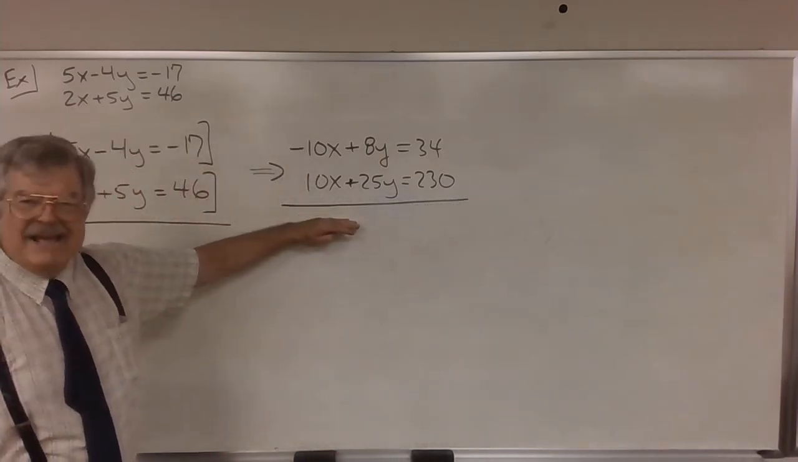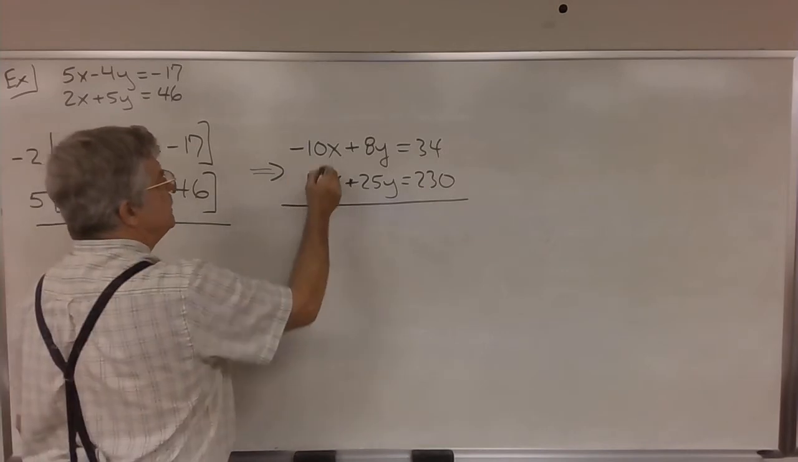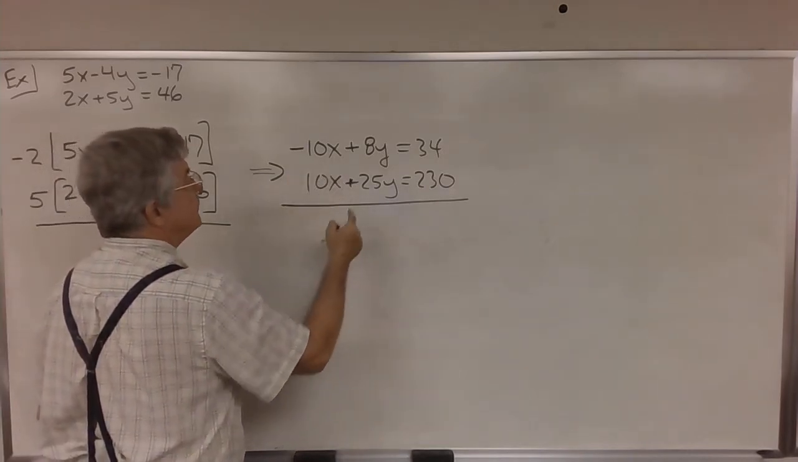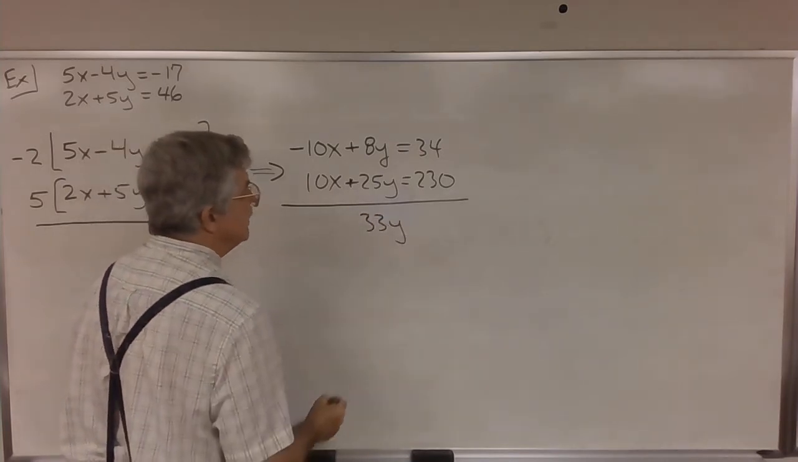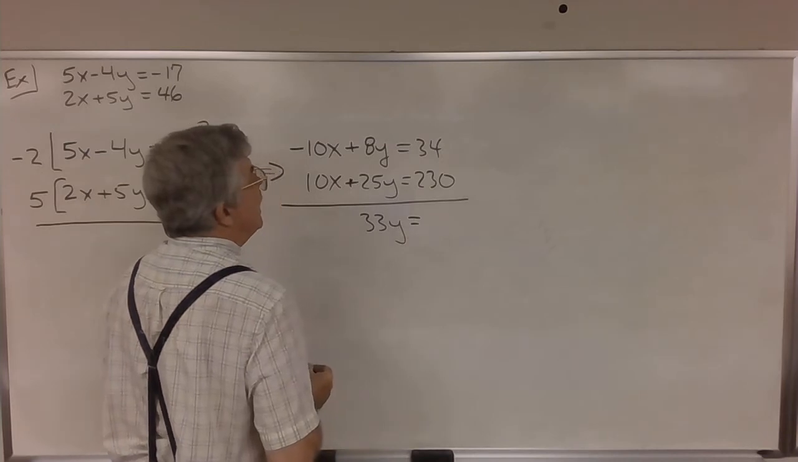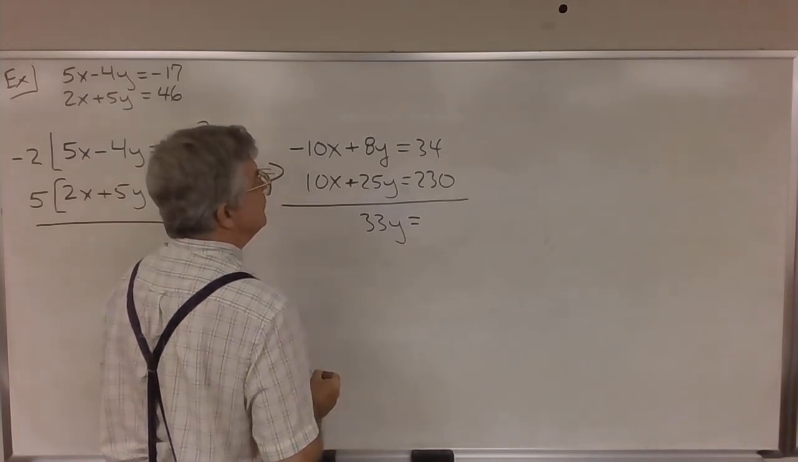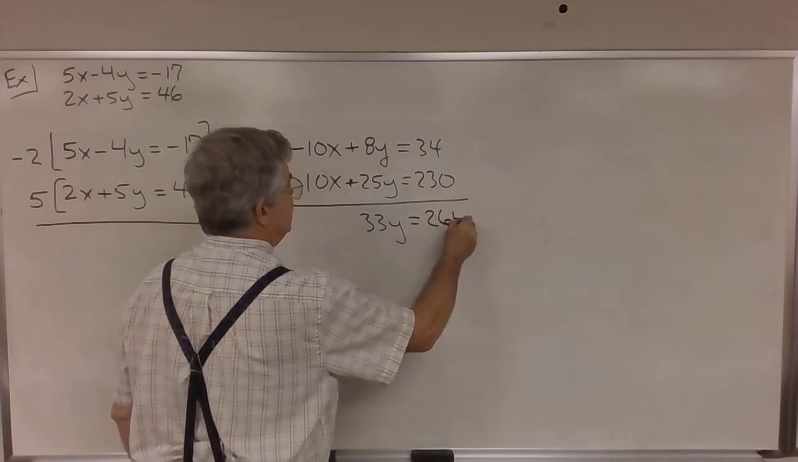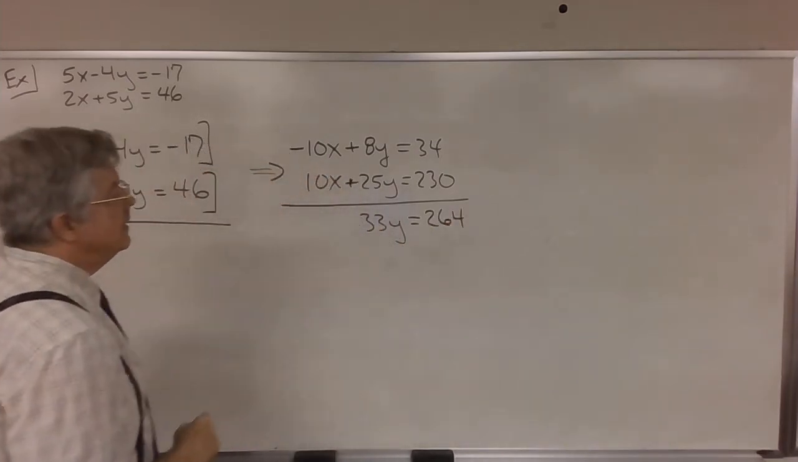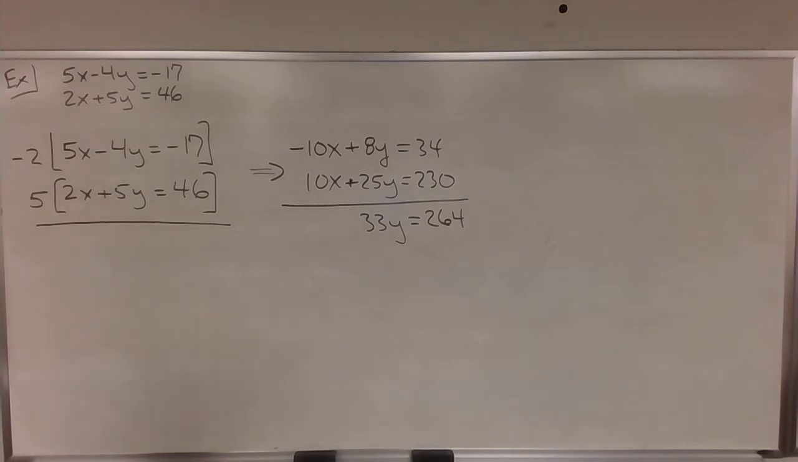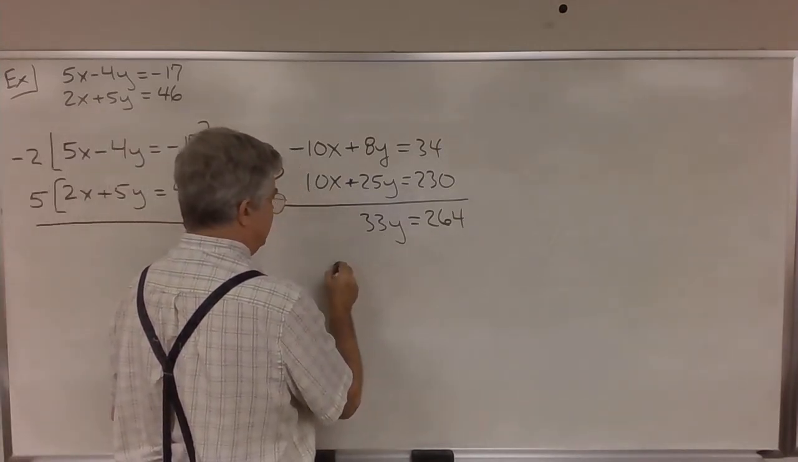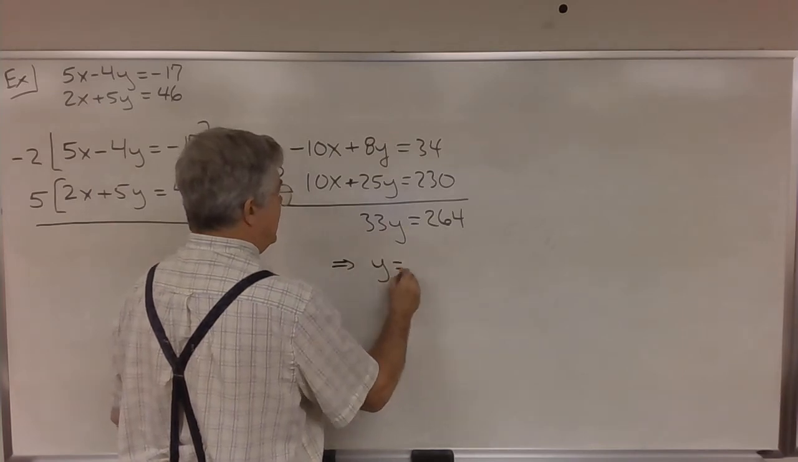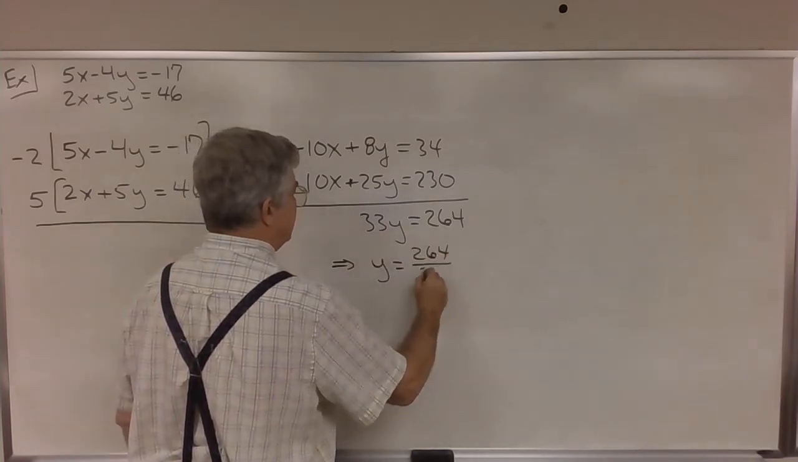And then we just add the two together. Negative 10x plus 10x is 0. 8y plus 25y is 33y. And 34 plus 230 is 264. Sure would be nice if 264 is divisible by 33. Let's see. Y equals 264 over 33.